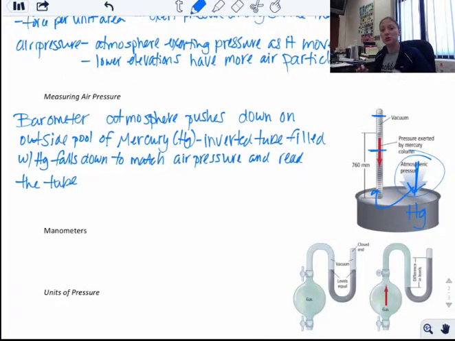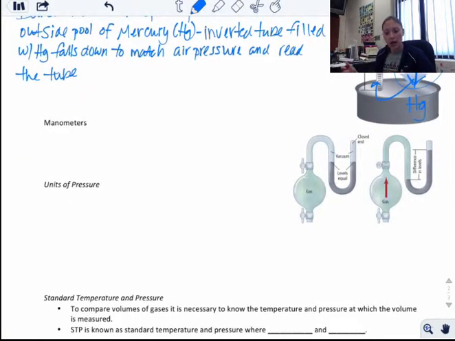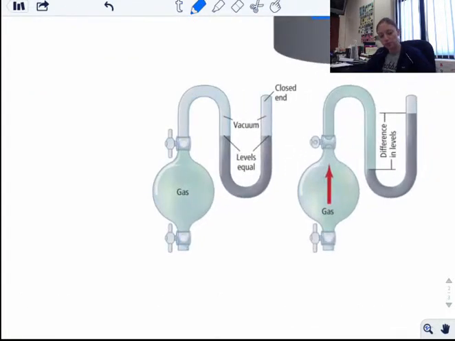Now you often want to measure other pressures that aren't just air. Say I want to measure the pressure of some neon gas in a container. We use what's called a manometer. Manometers measure enclosed gas pressures. These are both manometers over here. The difference in the height of the liquid in this tube is the gas pressure.